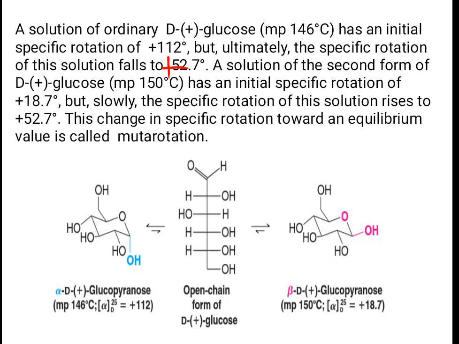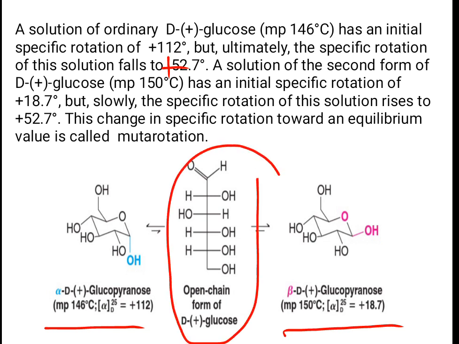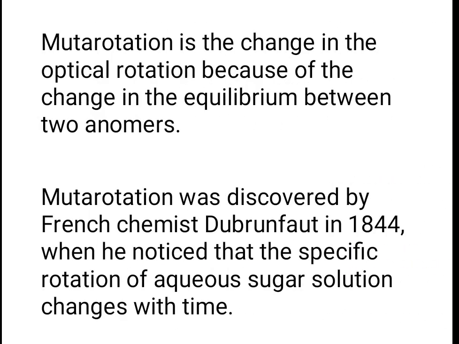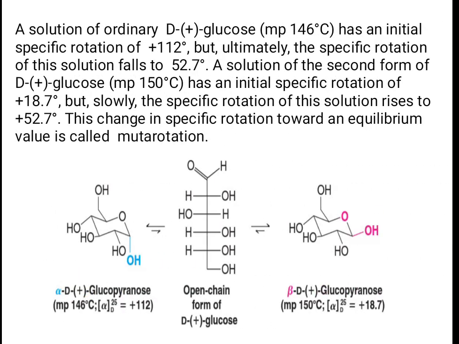That means if you take the alpha-D-glucopyranose, which has the optical rotation +112 degrees, or if you take the beta-D-glucopyranose, which has an optical rotation +18.7 degrees, both will give the optical rotation as +52.7 degrees. That means something is happening which is converting these two into one another. This change in specific rotation toward an equilibrium value is called mutarotation.